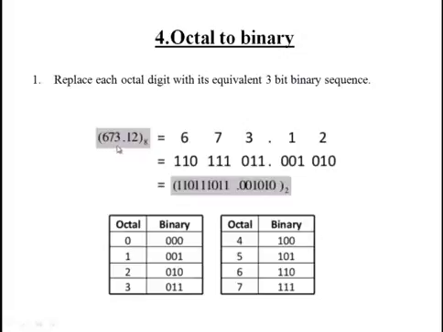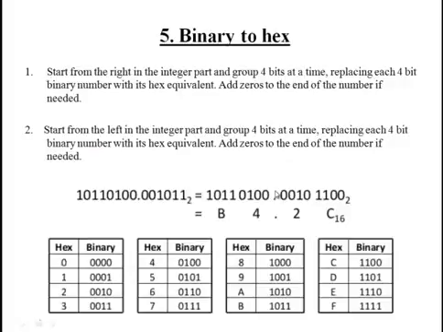Now vice versa, if we have to convert an octal number to binary, say for example we have 673.12, we simply write each digit in terms of its equivalent 3-bit binary sequence. The binary equivalent of 6 is 110, the 3-bit binary sequence for 7 is 111, 3 is 011, for 1 it is 001 and 2 is 010. So 673.12 in binary is equal to 110111011.001010.